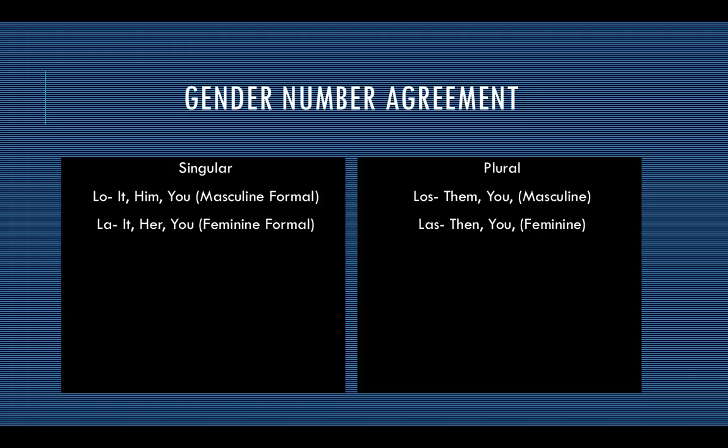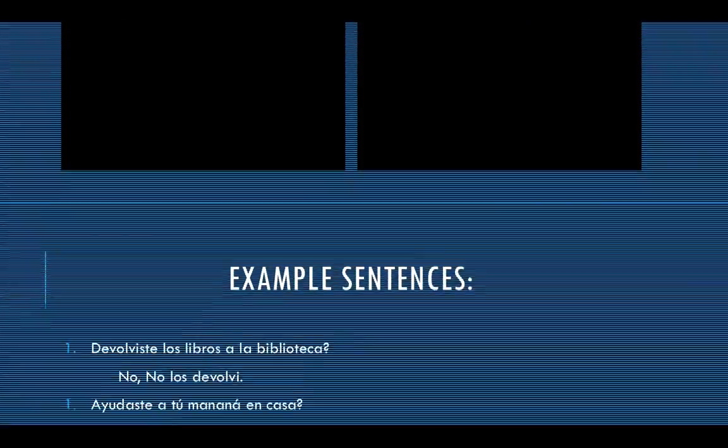Gender number agreement. Everything in Spanish has gender number agreement, especially whether it's singular, plural, masculine or feminine. So we use lo, which means it, him, or you, which is masculine, or we use la, which means it, her, or you, which is feminine. Or we use los, which is them or you, masculine, or las, which is them or you, feminine.